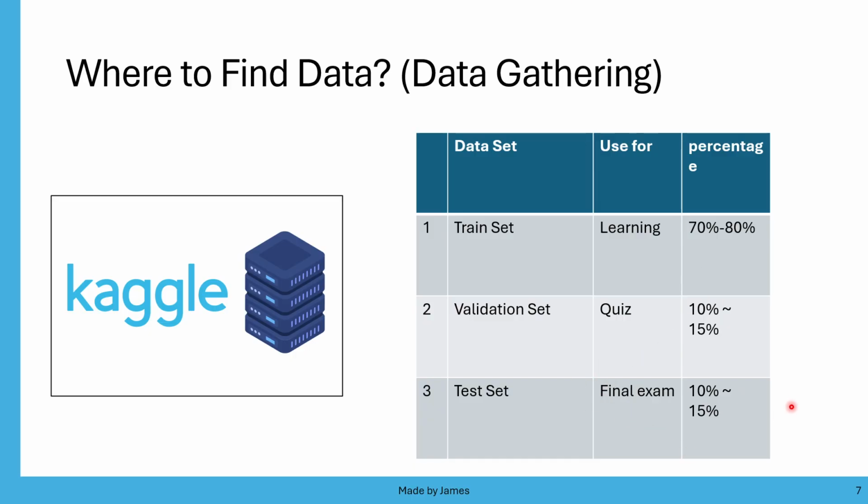However, in many simple machine learning workflows, people often blend the validation set and test set together. But in rigorous engineering, they are strictly kept separate.